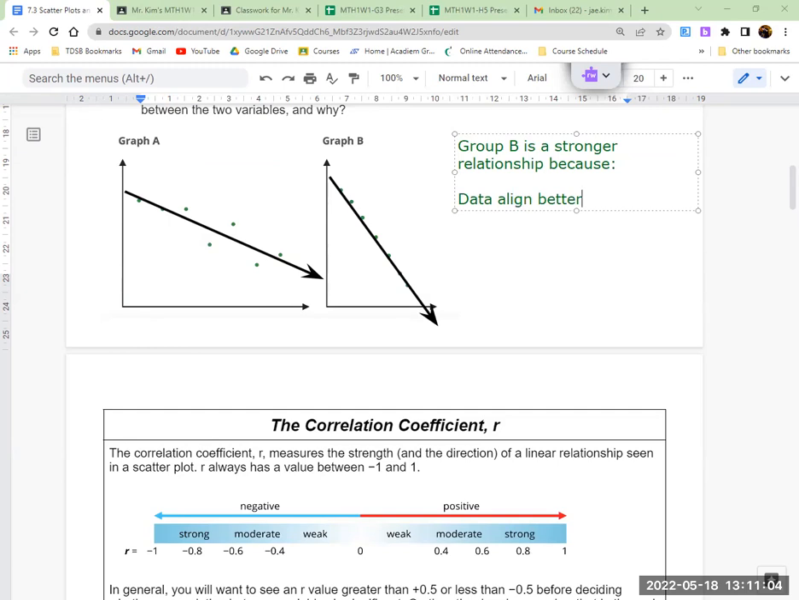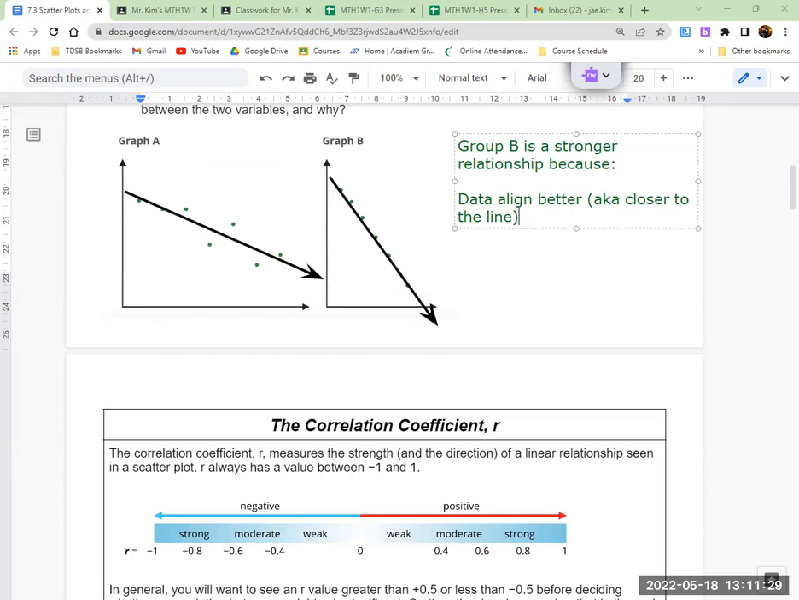Essentially it. It's as simple as that. The data align in a linear relationship better. That's it. Long story short, if the points are closer to the line, then you have a stronger relationship. That's all it is. That seems simple enough.